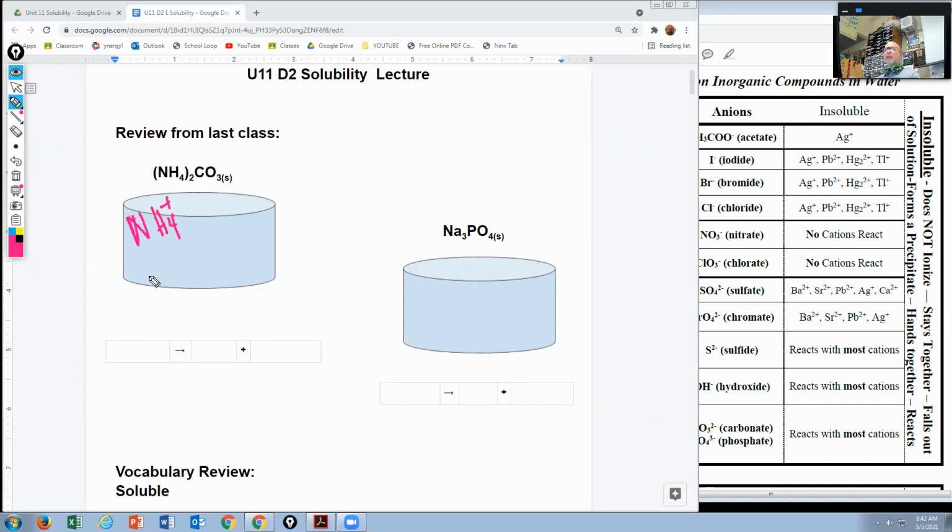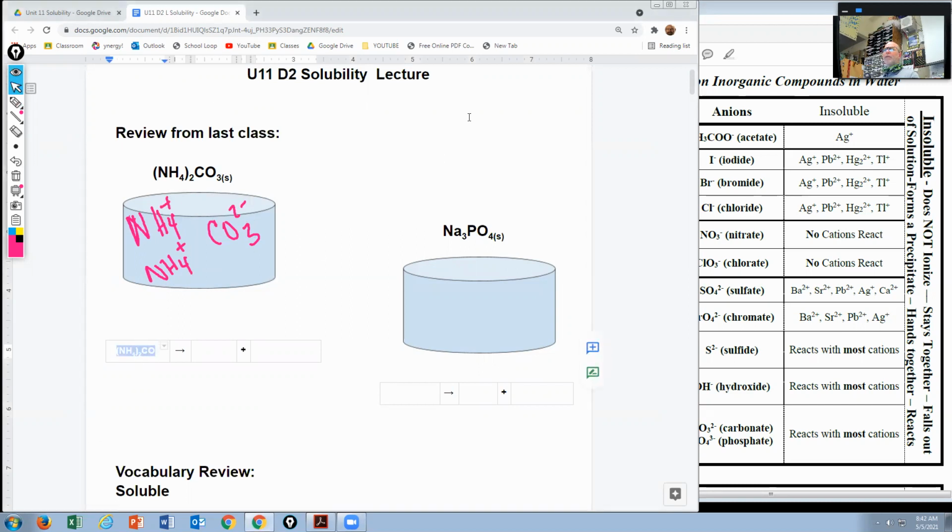NH4+, another NH4+, and that CO3 2-. How do we know that? Well, because we know that carbonate has a 2- charge, and we know that each ammonium has a +1 charge. Whoops, I didn't put a plus there. And these two pluses balance out that minus charge. What would that look like? That would look like this.